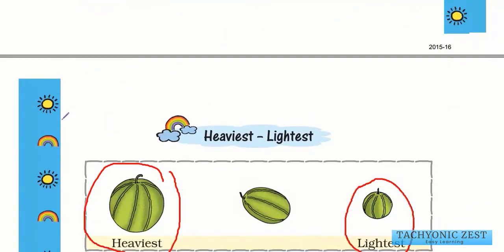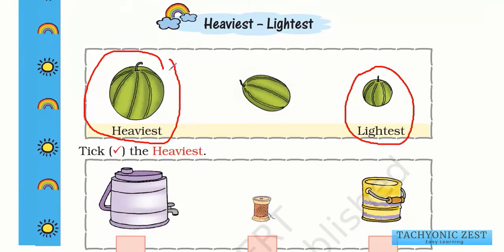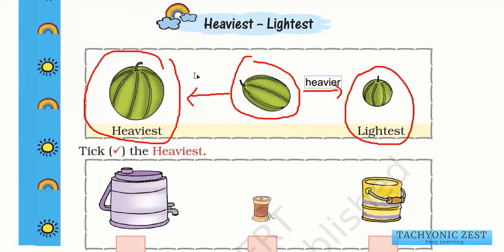So when it comes to heavier and lighter and heaviest and lightest, we have to see practically, okay, from practical experience, which one is heavier and which one is lighter. Okay, so out of these three watermelons, this is the heaviest out of all these three, and this is the lightest. And this watermelon over here, okay, it is heavier when we compare it with this watermelon, and it is lighter when we compare it with this watermelon.